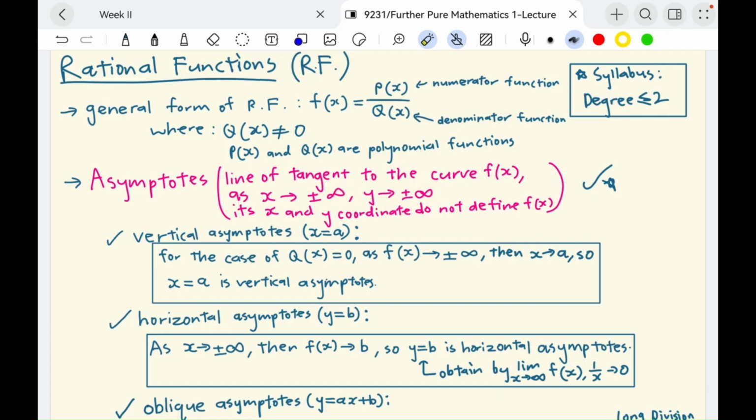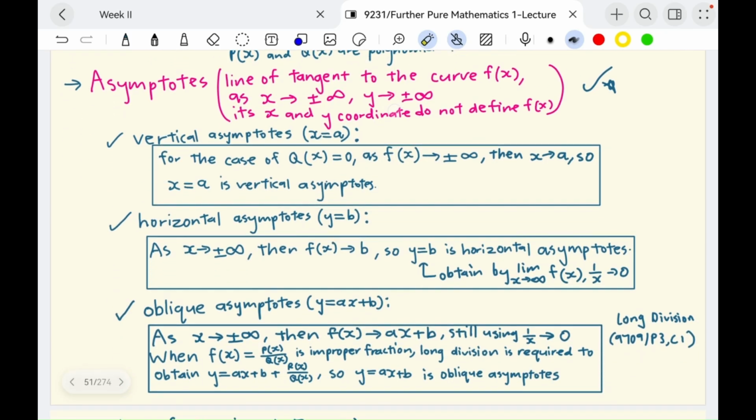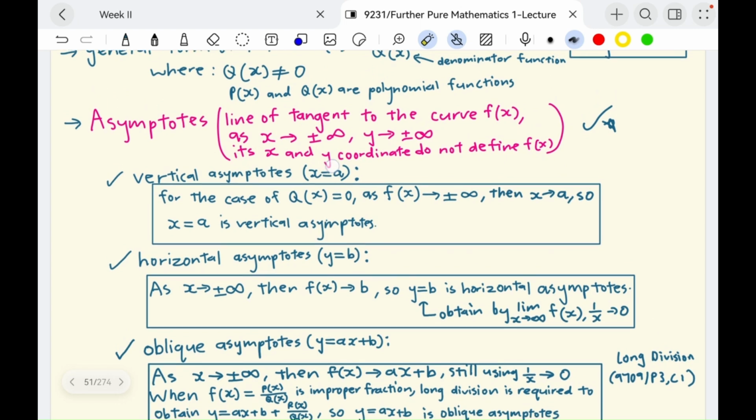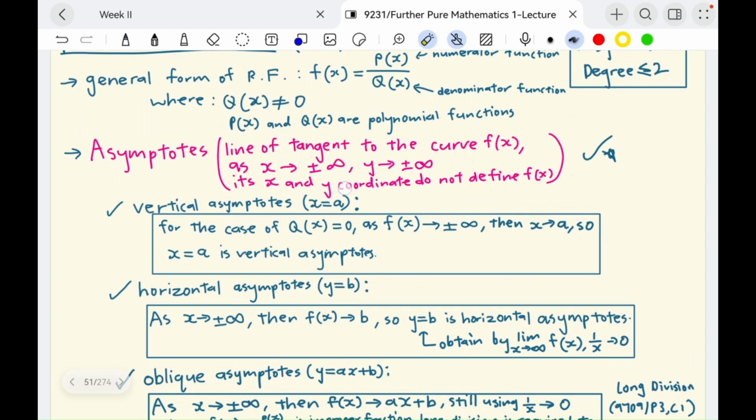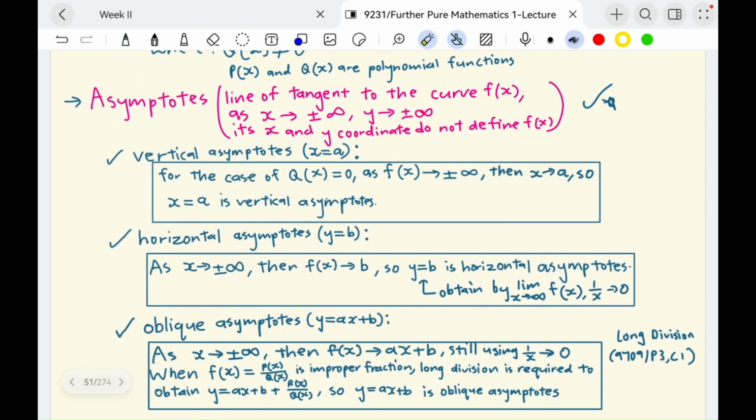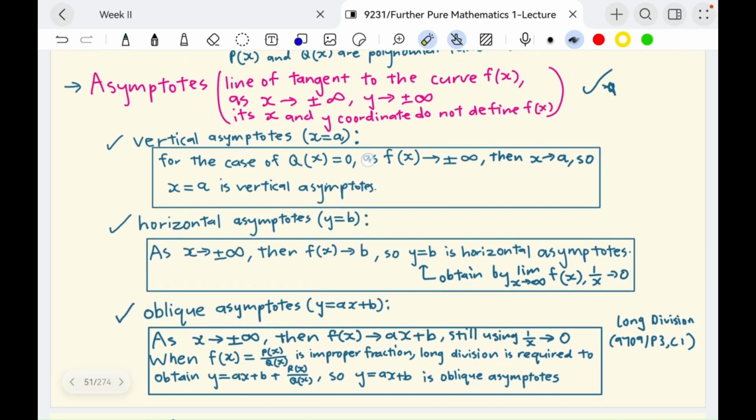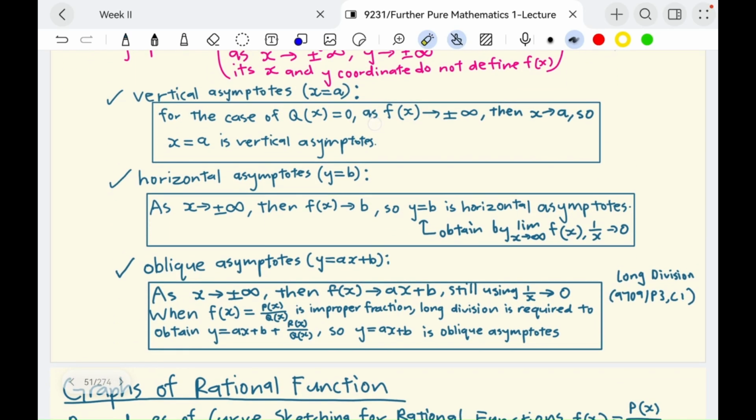So how does it work? Let's refer to the following 3 types of asymptotes. As it has stated, the x and y coordinates do not define the f(x). Yeah, that statement is correct. It's a similar thing to what I have explained just now. So asymptotes consist of 3 types of asymptotes. The first is the vertical asymptote.